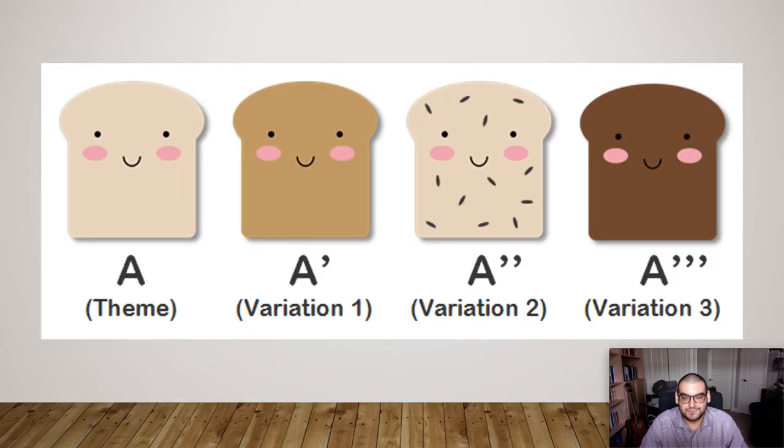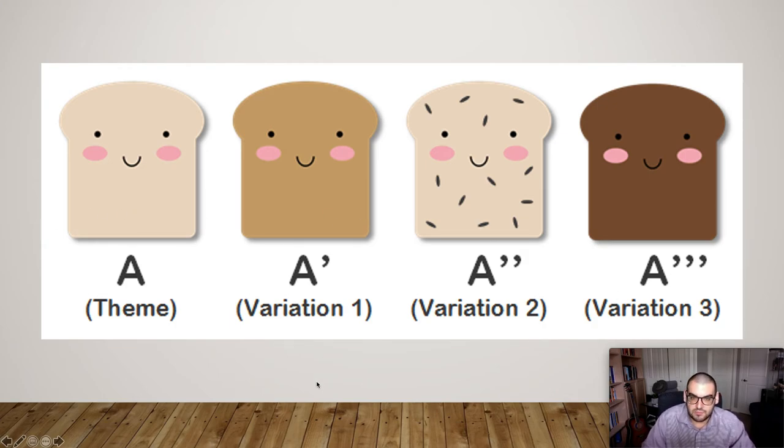So for example, we have bread. Each one of these depictions of the smiley face bread is bread. It's all bread. We know it's bread. But there's different variations of bread. We've got what looks like whole wheat bread, some whole grain bread or something there, and then we have rye. I think this might be sourdough. Maybe this is sourdough and this is whole grain and then rye bread. But the theme between them all is that they are all bread.